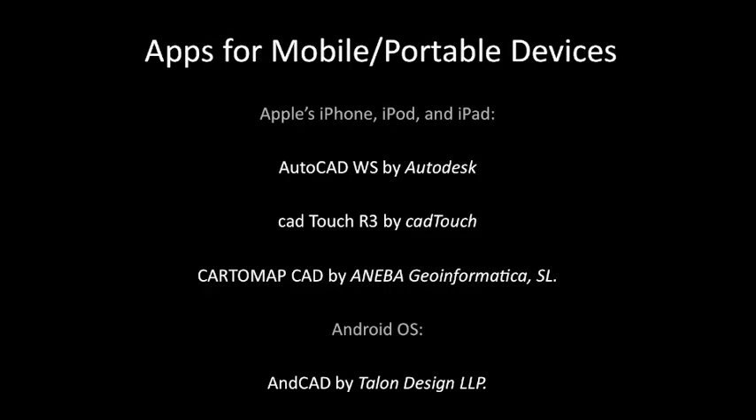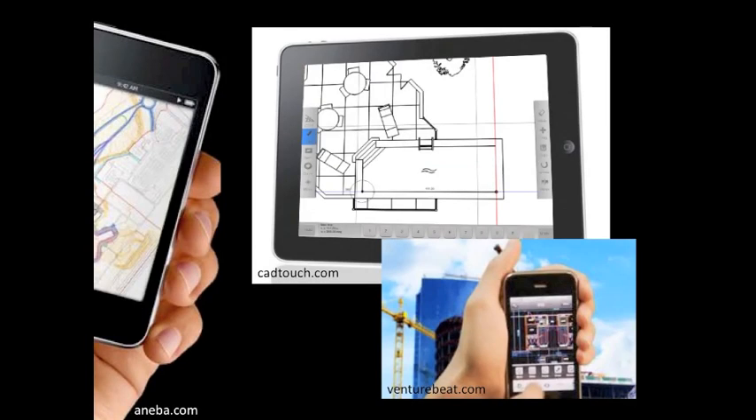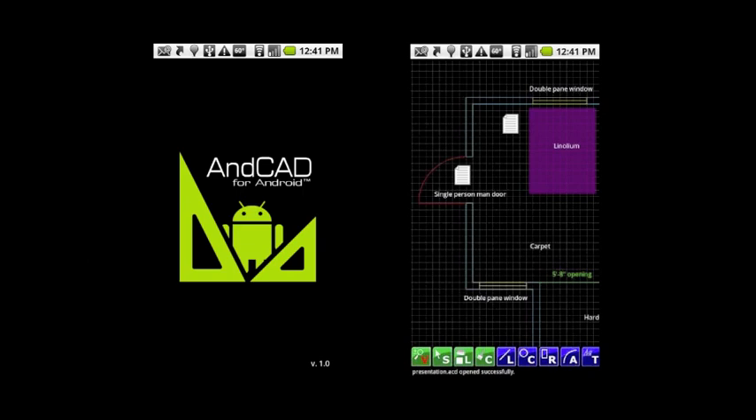As recently as 2010, a new element was added to the already sophisticated capabilities of CAD with the emergence of the app. Applications, more commonly abbreviated as apps, are programs that have been designed to work on various portable devices, such as Apple's iPhone, iPod, and iPad, and other mobile smartphones like the Android. Several CAD apps available for the iPhone, iPod, and iPad include AutoCAD WS by Autodesk, CAD Touch R3 by CAD Touch, and Cartomap CAD by Aniba Geoinformatica SL. The Android OS also has an application called ANCAD by Talon Design LLP.